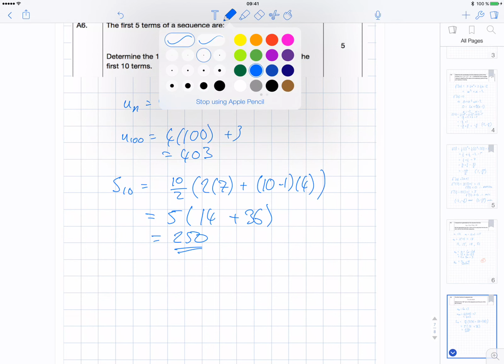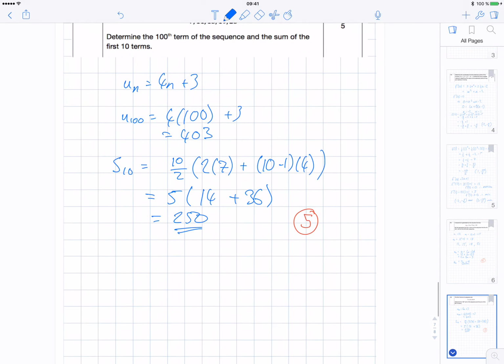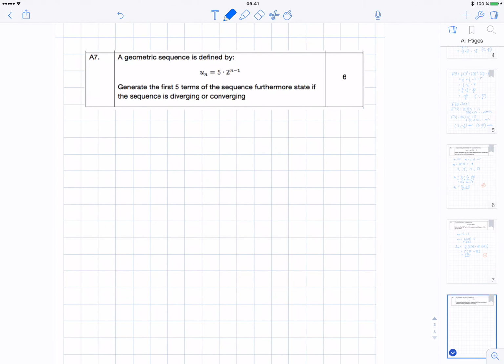Yeah, I know I can work quicker than you, but I think you have enough time to do most of these questions, if not all of them. A geometric sequence is defined, generate the first 5 terms of the sequence, furthermore state if the sequence is diverging or converging. So, generate the first 5 terms.